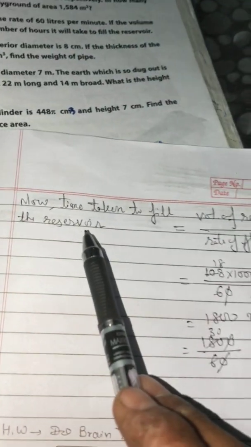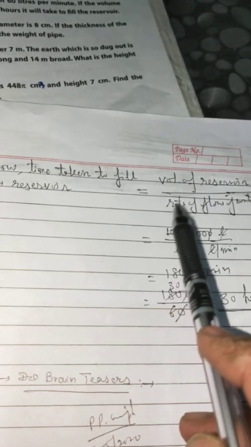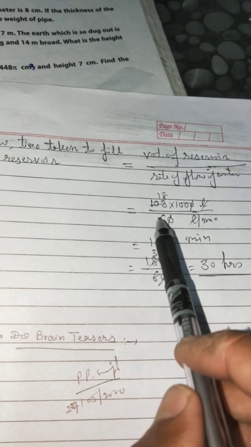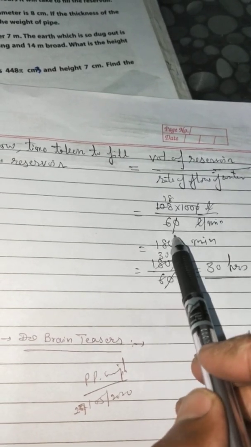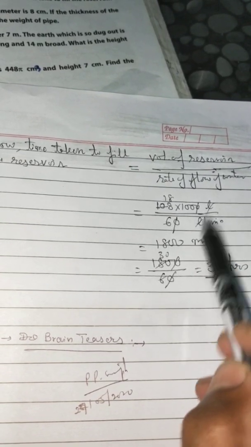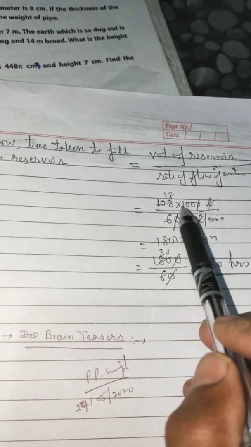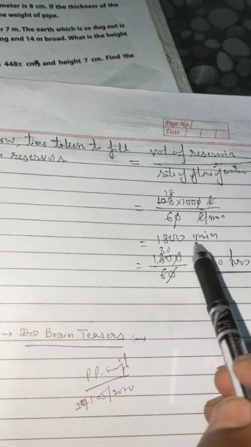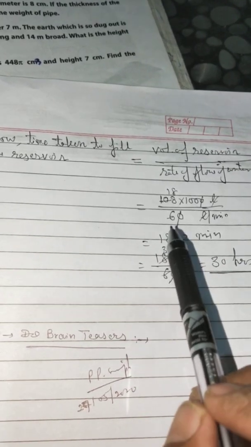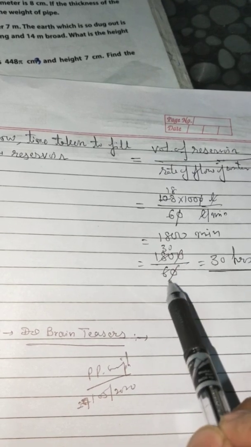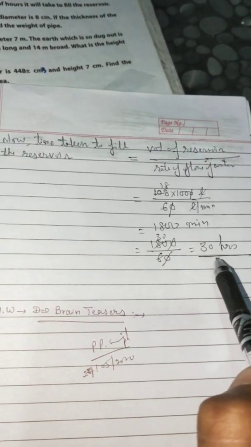Now time taken to fill the reservoir is equal to volume of reservoir upon rate of flow of water. 108 into 1000 liters upon 60 liters per minute. Liter cancels, per minute means minute. So 18 into 100 is equal to 1800 minutes. In the end you convert your time into hours. So divide minutes by 60, it is equal to 30 hours.